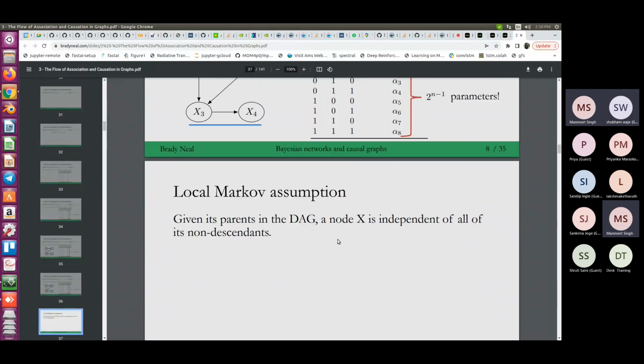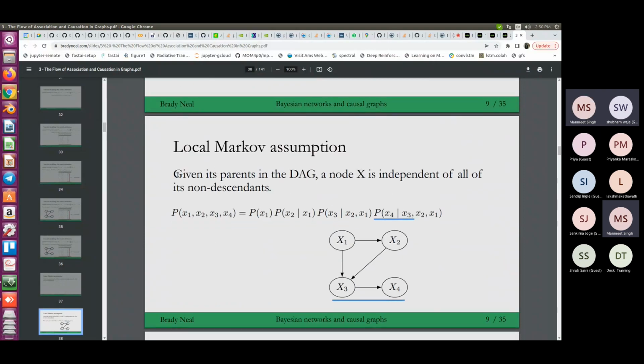Then we have an assumption known as the local Markov assumption, which states that given its parents in the DAG, a node X is independent of all its descendants. Yesterday we saw, let's say, the path x1 to x3 to x4, for example a person who has causal knowledge. Here, x3 could be, for example, that he knows DAGs, and x4 is that the causal inference is good. If you know x3, then x1 and x4 are independent, so there is no relationship between x1 and x4.